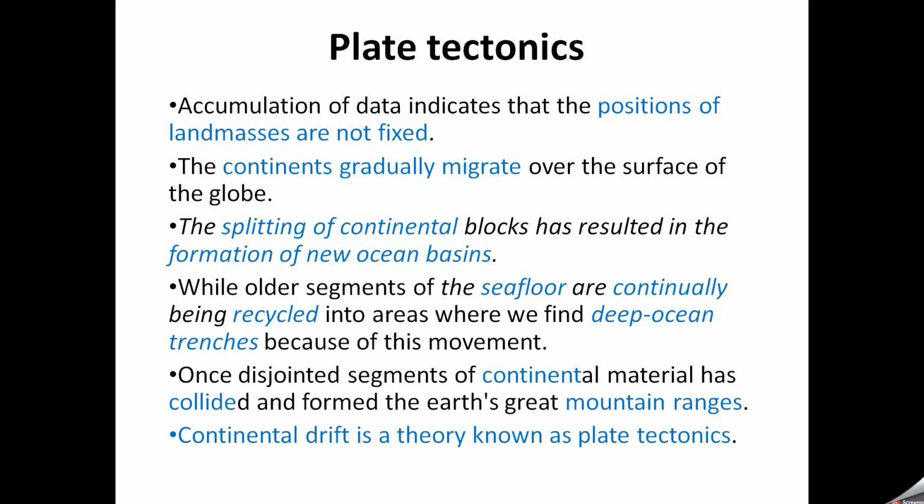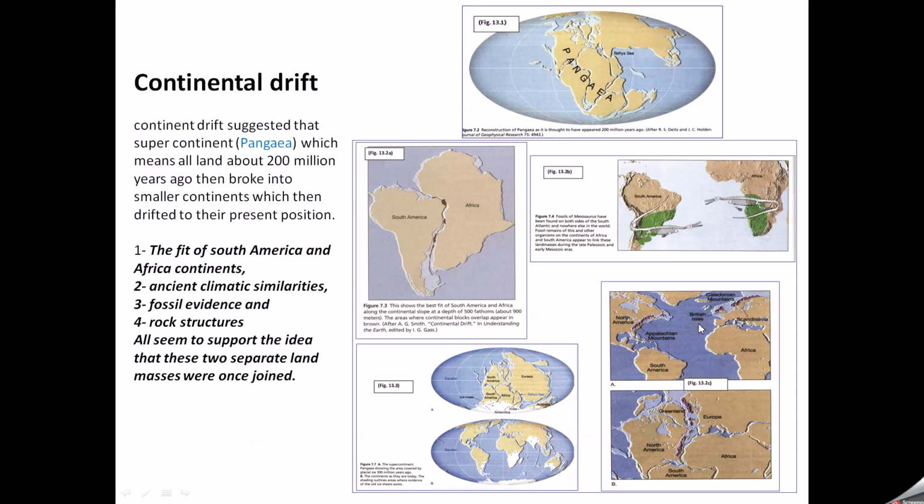And if the continental crusts collide, they form mountain ranges. And this theory, the plate tectonics theory, used to be called continental drift. So how did they discover this, that continents used to be together and then split apart? That happened due to the observations by Wegener.